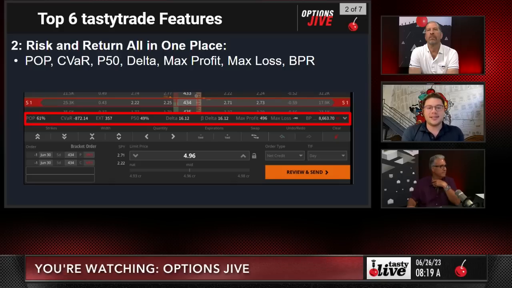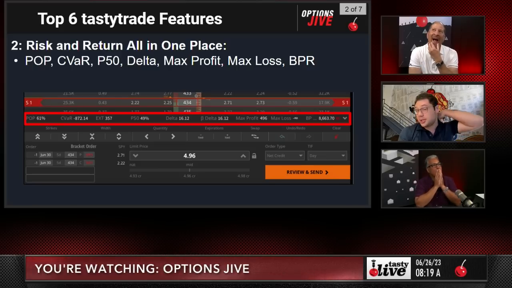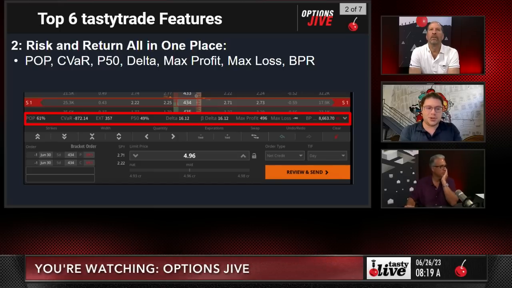This is something very intuitive for people who don't usually trade options, or who are maybe coming to this platform from elsewhere. We have risk and return all in one place. If you're trying to gauge your risk, your probability of profit, how much buying power you're using, one of the most frustrating things I've found on other platforms is that they're all in different places. Here, as soon as you put a strategy in, it updates all those numbers for you: the POP, the CVaR, the P50, the delta, the max profit, the max loss, the buying power, all in one line.